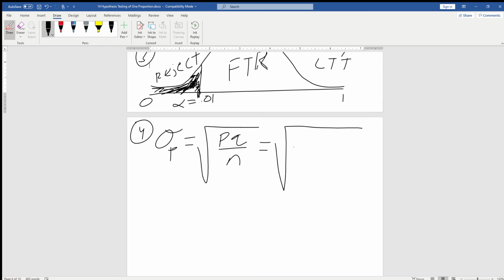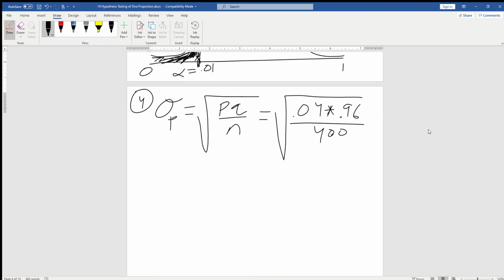Remember, we said that p was 0.04, 16 out of 400. We're going to multiply that by q, which we said was 0.96, and then divide all of that by n, which is 400. Now, to put this in the calculator, you're going to use your square root key. You're going to type 0.04, multiply that by 0.96, divide by 400, and then close the parenthesis. That's if you don't have a symbolic manipulator.